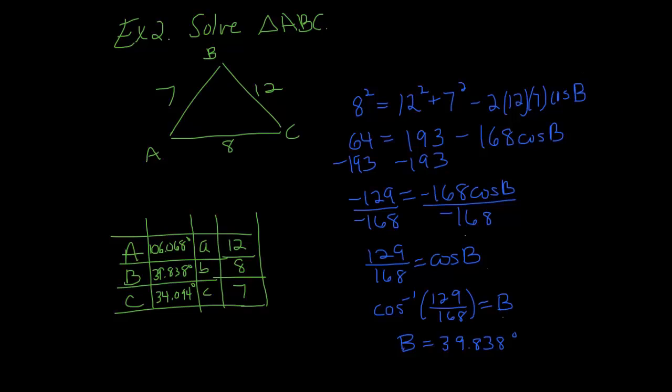So in the next video, you will see some examples of what we call the ambiguous case, where we actually can get two possible triangles with the given information.